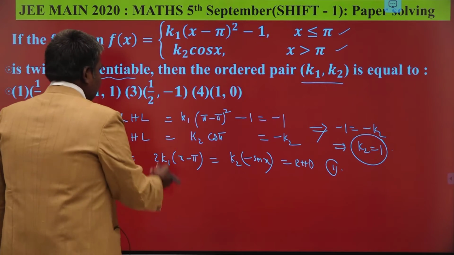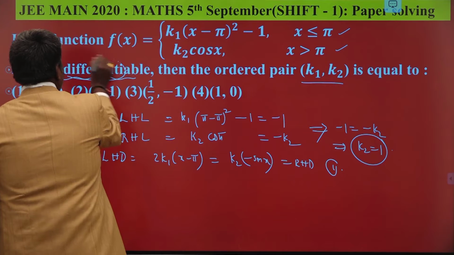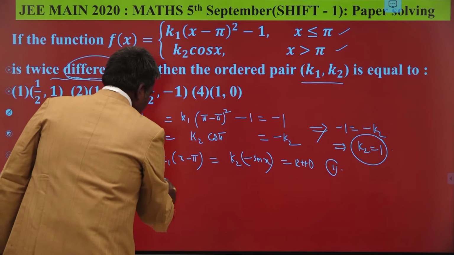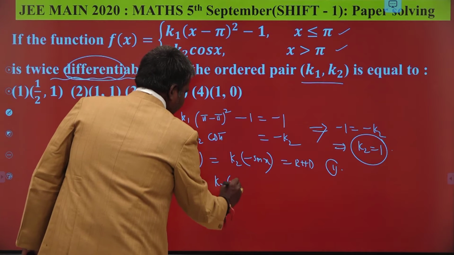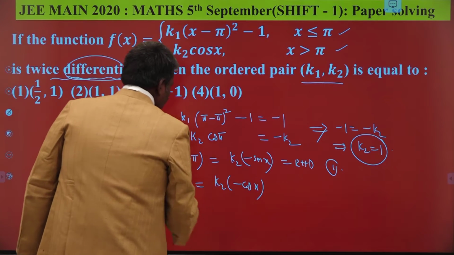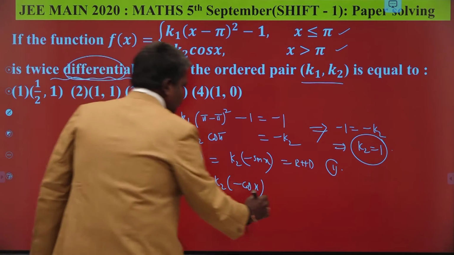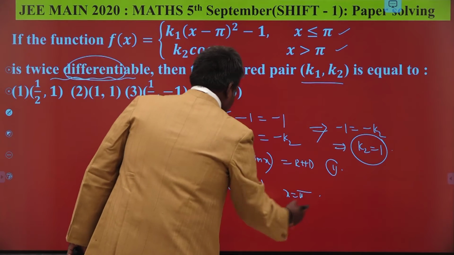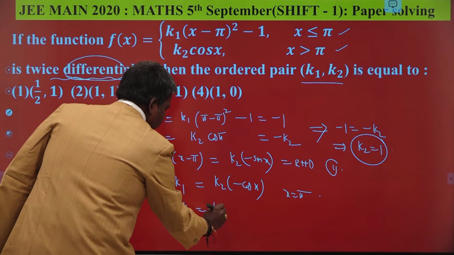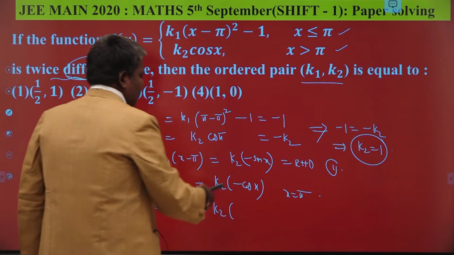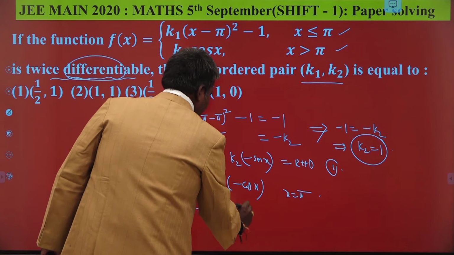Now again differentiate this one because the function is twice differentiable. 2k1 is equal to k2 times minus cos x. This is valid at x equals pi. Substitute x equals pi, what happened? 2 times k1 is equal to k2 times cos pi, which is minus 1, minus of minus, plus 1.